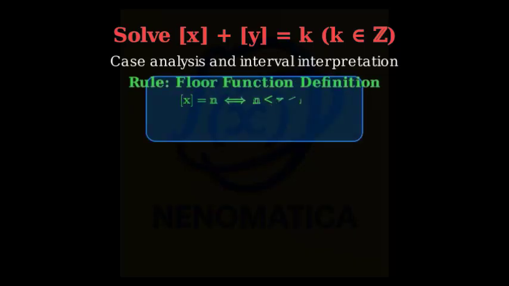First, the key definition. The floor of x equals n if and only if n is less than or equal to x, and x is less than n plus 1, where n is an integer.